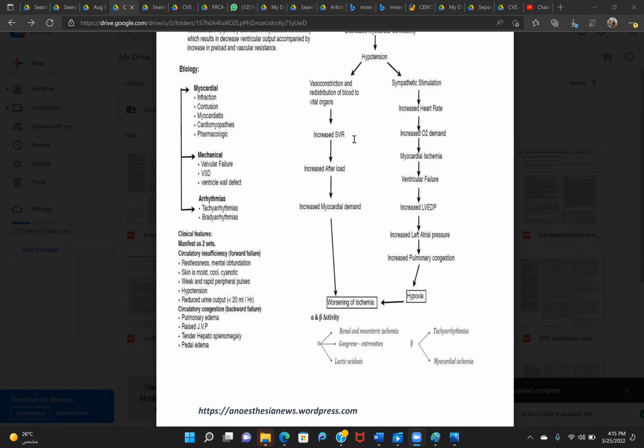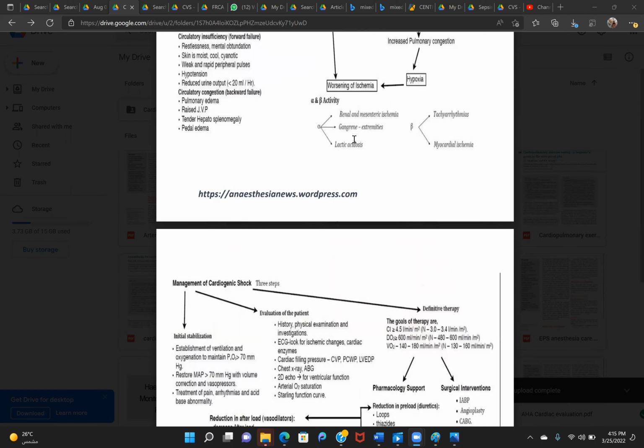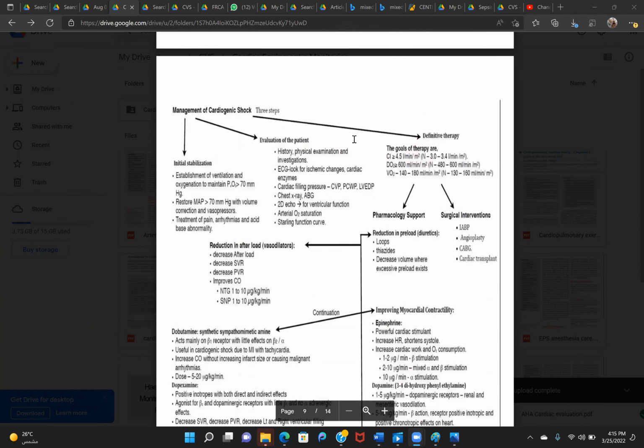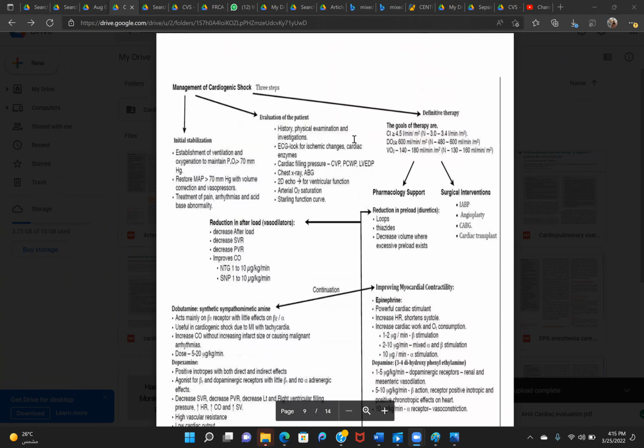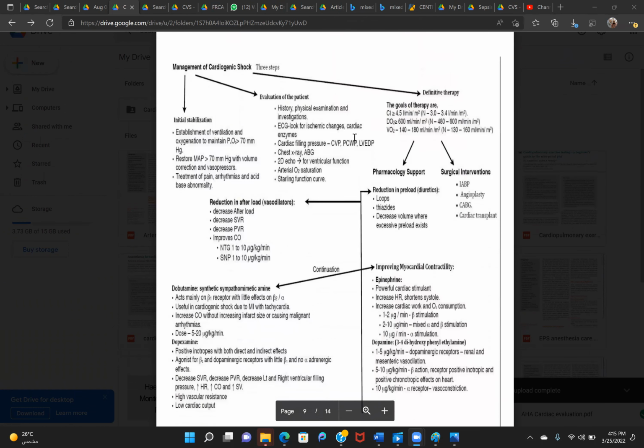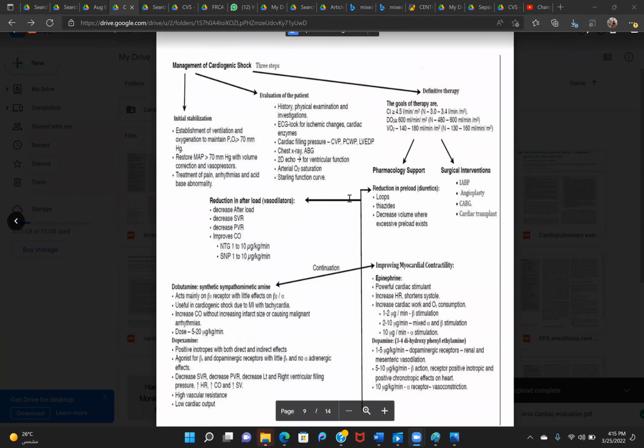So these are additional points, the things you should know when you are managing a patient with heart failure or cardiogenic shock. Now we will look at what we have discussed and what we haven't discussed.